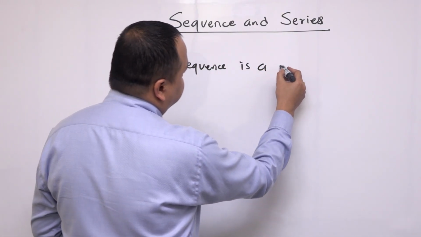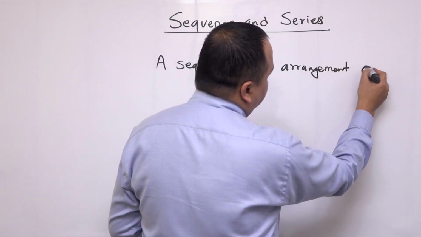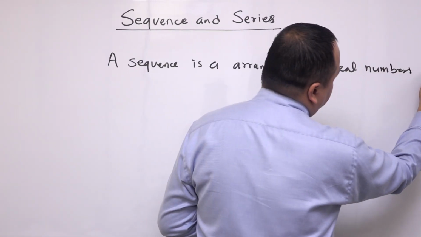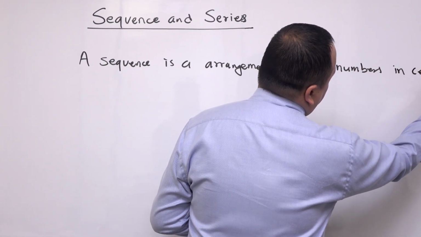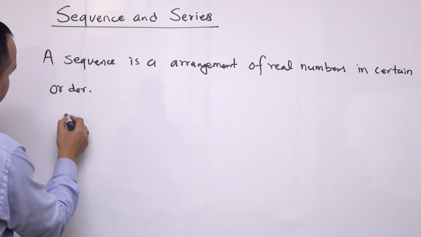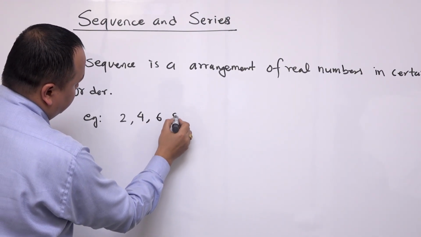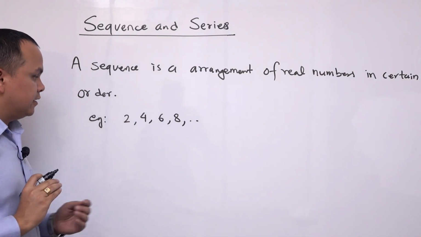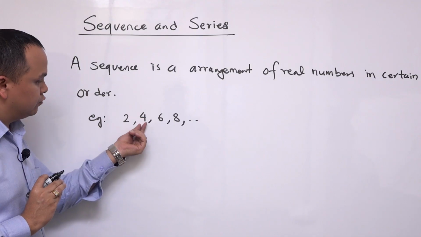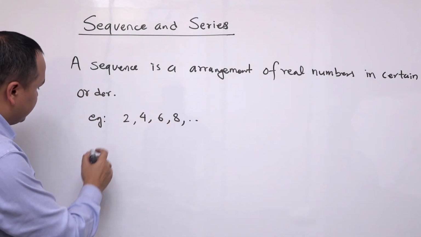in a certain rule or order. Example: 2, 4, 6, 8, and so on. Here each number is increased by 2. 2 plus 2, 4. 4 plus 2, 6. 6 plus 2, 8.